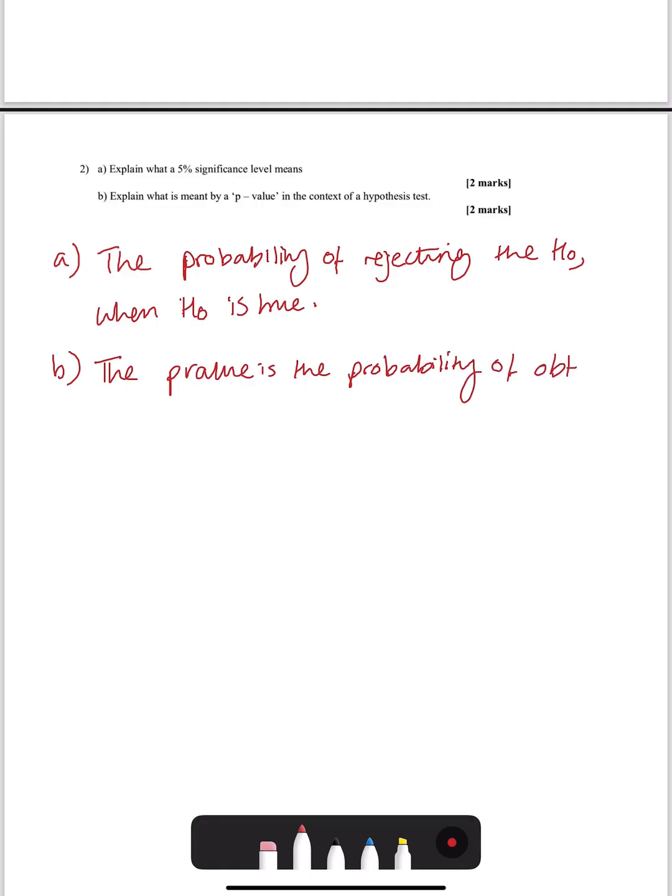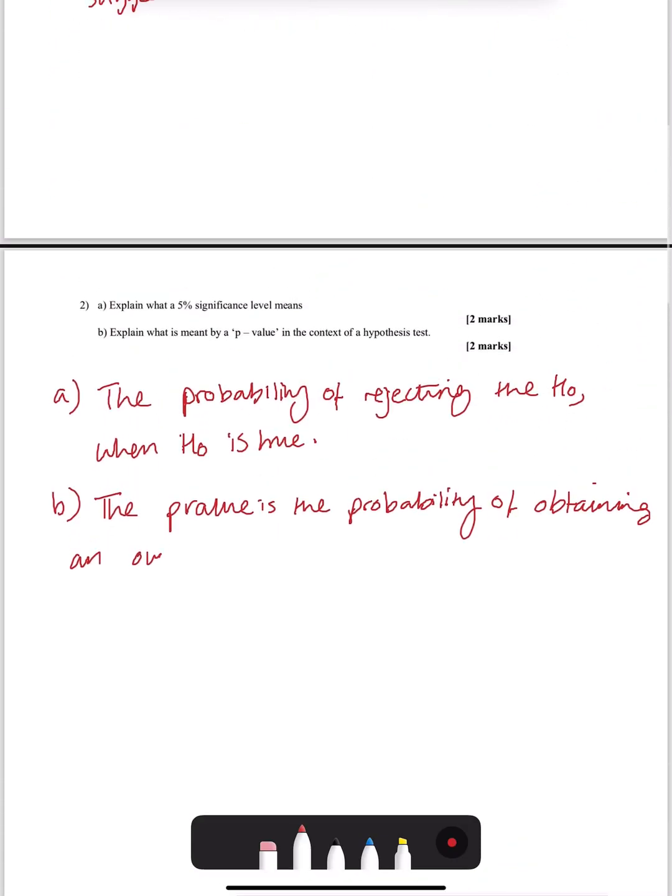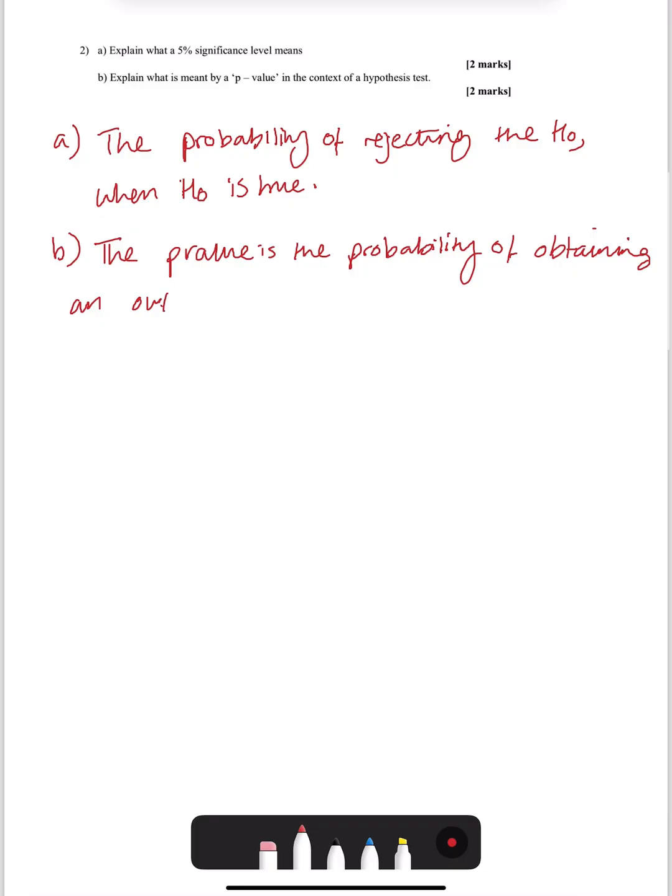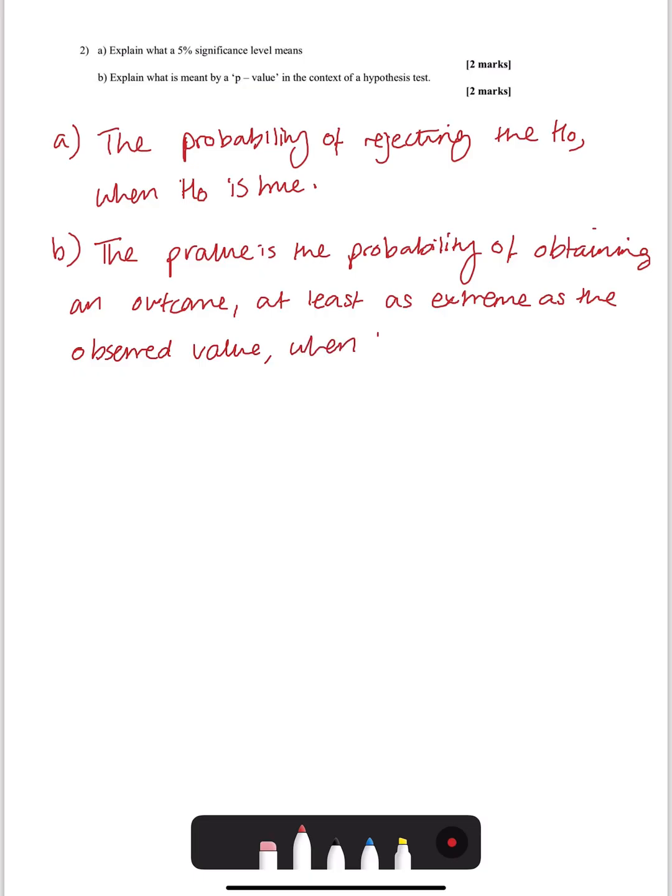of obtaining an outcome at least as extreme as the observed value when the null hypothesis is true.